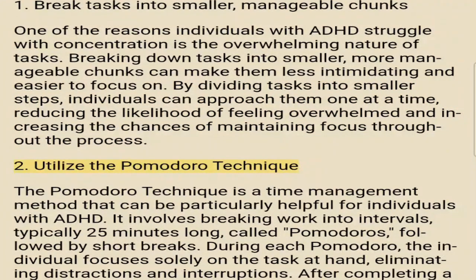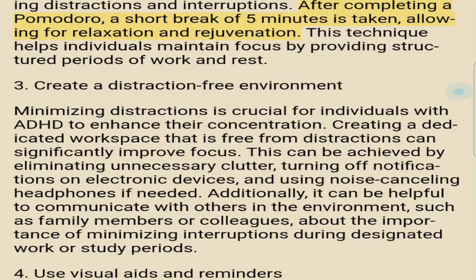2. Utilize the Pomodoro technique. The Pomodoro technique is a time management method that can be particularly helpful for individuals with ADHD. It involves breaking work into intervals, typically 25 minutes long, called Pomodoros, followed by short breaks. During each Pomodoro, the individual focuses solely on the task at hand, eliminating distractions and interruptions. After completing a Pomodoro, a short break of 5 minutes is taken, allowing for relaxation and rejuvenation. This technique helps individuals maintain focus by providing structured periods of work and rest.